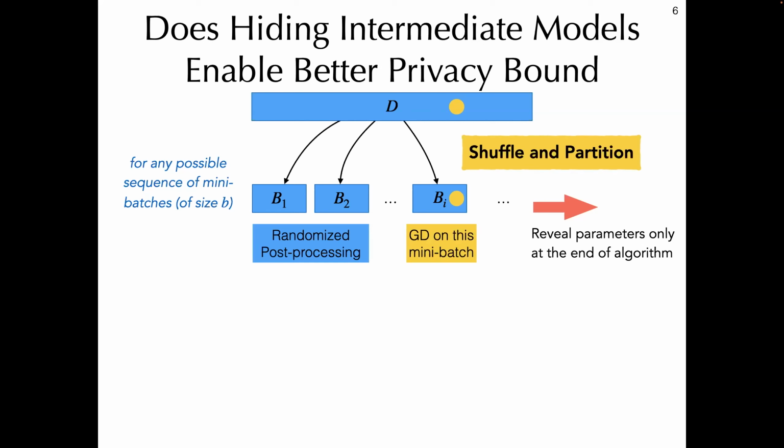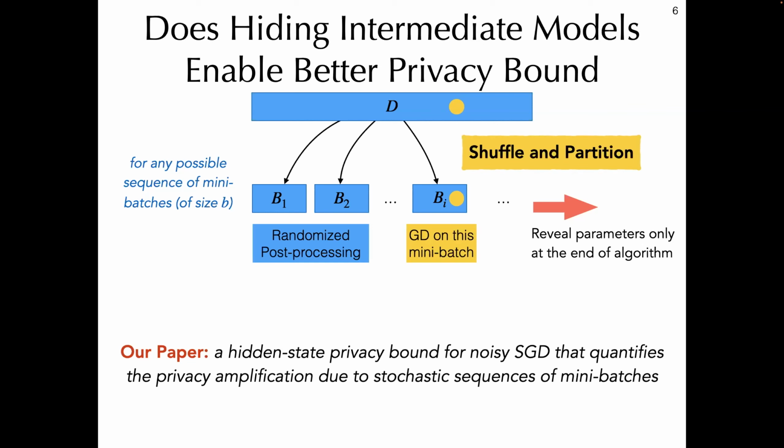And therefore, the central, the main problem that our paper deals with is to try to prove this hidden state privacy bound for the noisy stochastic gradient descent algorithm that quantifies this privacy amplification due to the stochastic sequence of mini batches. That is, one differing record may not occur in every mini batch, and the randomized post-processing may serve as additional amplification to the privacy cost.